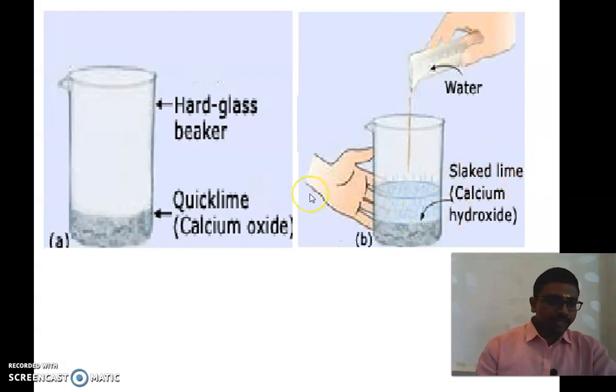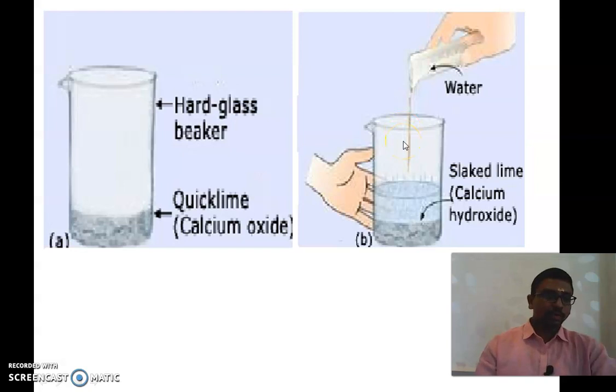So when we touch the beaker, you can feel the heat. The presence of heat is there. If you touch the beaker, you can feel the heat. It will be evolved. It will be liberated. It will be generated. So here the heat is evolved or heat is liberated.